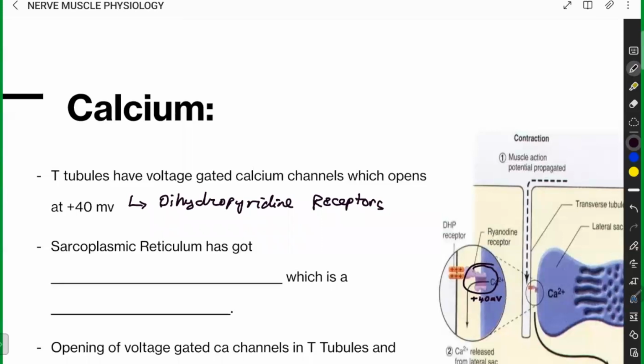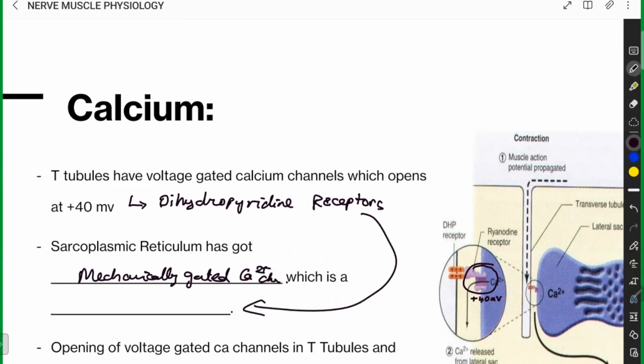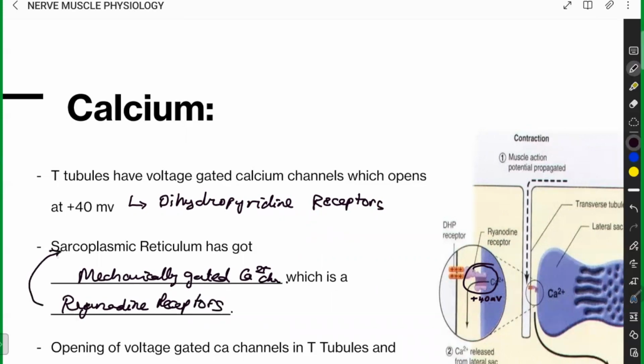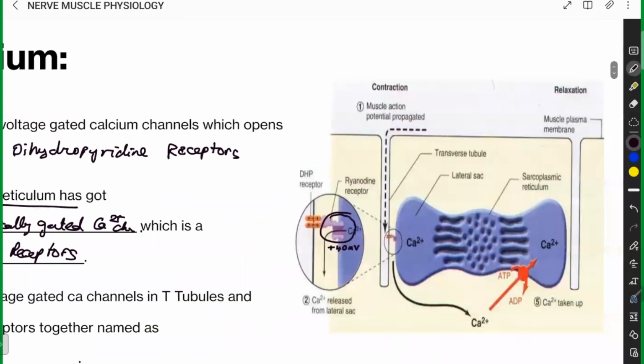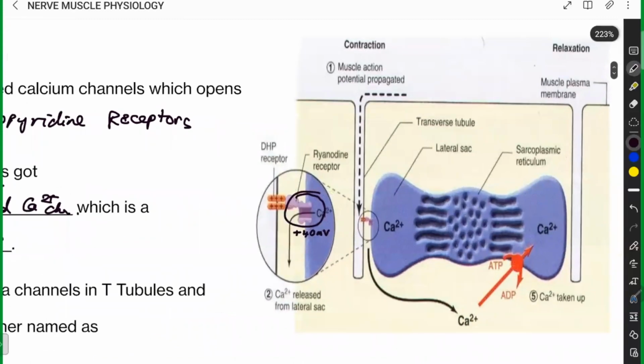The sarcoplasmic reticulum has a mechanically gated calcium channel. That is called the ryanodine receptor, and remember, this ryanodine receptor is present in the sarcoplasmic reticulum. So first you have a T tubule, understand this carefully, the transverse tubule.